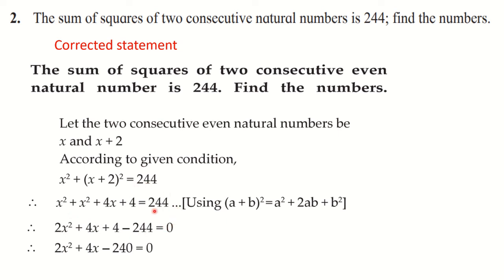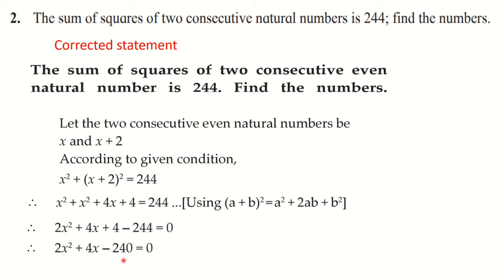At the same time this 244 is shifted to LHS. We want all the terms on LHS and we are going to write equal to 0 on RHS. Now here plus 4 and minus 244 have opposite signs, so we are going to subtract them and give the sign of the bigger number. So the equation we got is 2x square plus 4x minus 240 is equal to 0.